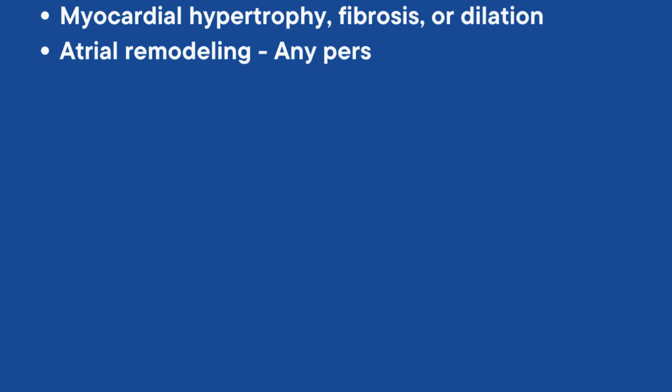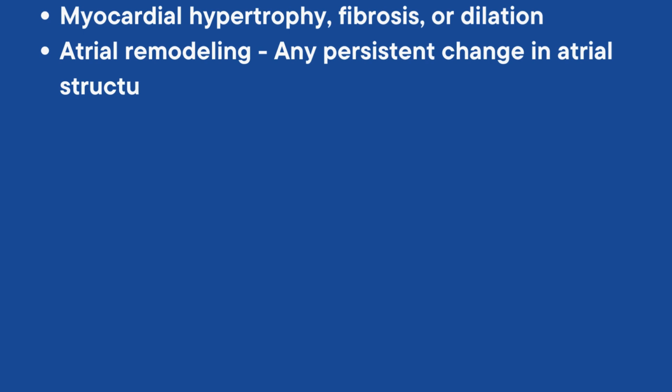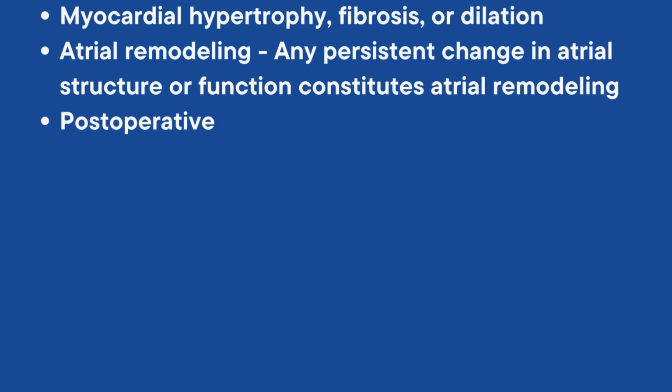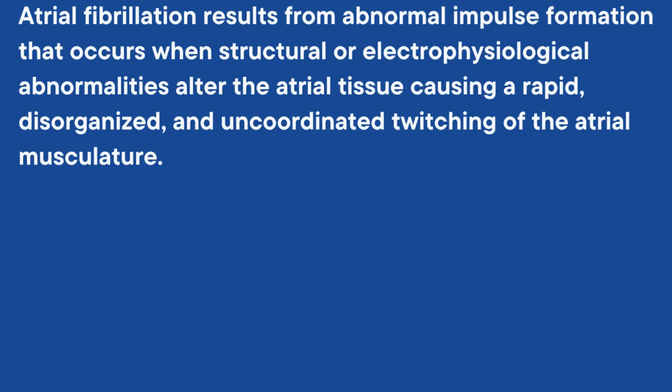Persons who have myocardial hypertrophy, fibrosis or dilation are at risk for atrial fibrillation. Persons with atrial remodeling and those after cardiac surgery are also at risk for atrial fibrillation. Atrial fibrillation results from abnormal impulse formation that occurs when structural or electrophysiological abnormalities alter the atrial tissue, causing a rapid, disorganized, and uncoordinated twitching of the atrial musculature.